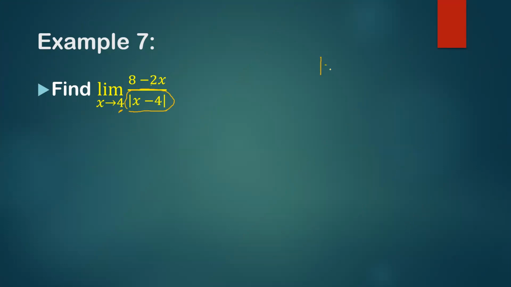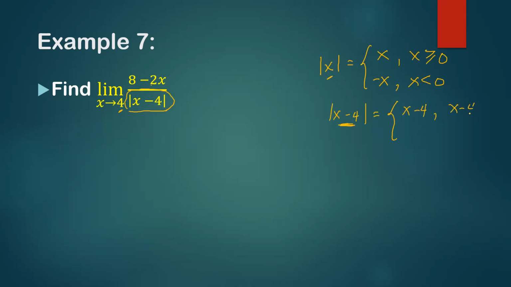So if we recall, the absolute value of x is equal to x if x is greater than or equal to 0. It's equal to negative x if that number inside is less than 0. So that means the absolute value of x minus 4 is equal to the number itself, x minus 4, if x minus 4 is already positive or 0. If not, if what's inside is negative, we take the negative of that, if x minus 4 is less than 0.